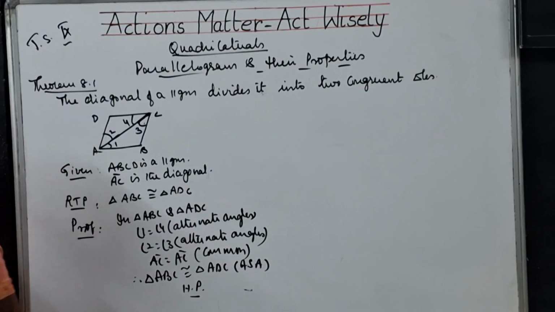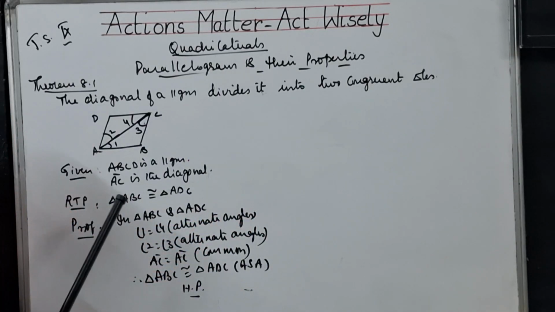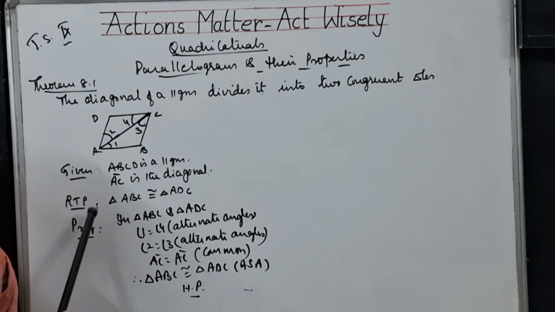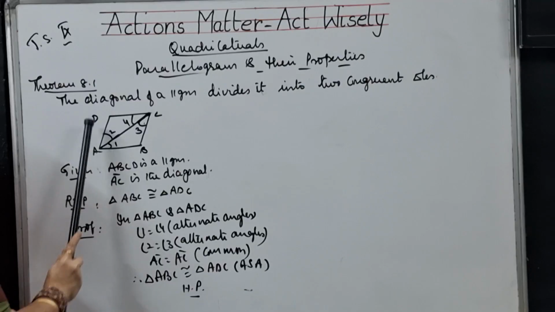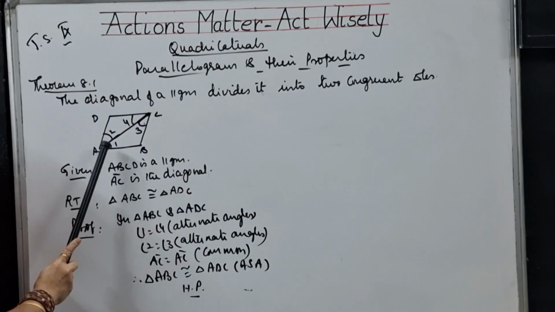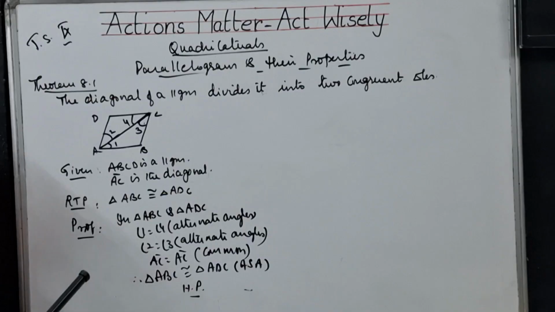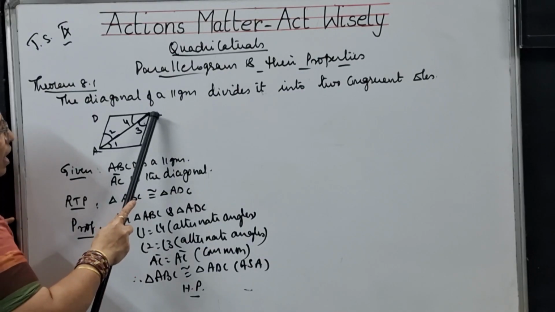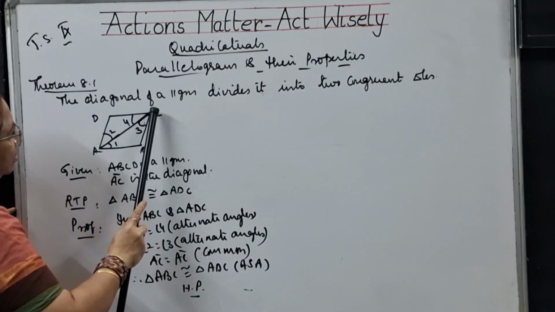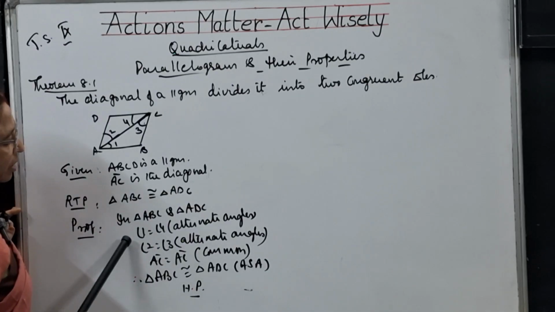So, once again, what is given? The diagonal of a parallelogram divides it into two congruent triangles. So, this is a parallelogram. AC is the diagonal. What we require to prove? Triangle ABC is congruent to triangle ADC. Now, in triangle ABC and in triangle ADC, I have divided the angles as angle 1, angle 2, angle 3, angle 4. This way, if you do, it is very easy for you, children. Instead of writing angle CAB, angle 1 is easier for you. Instead of writing angle ACD, writing angle 4 is easy. That is why I have written like this, children.